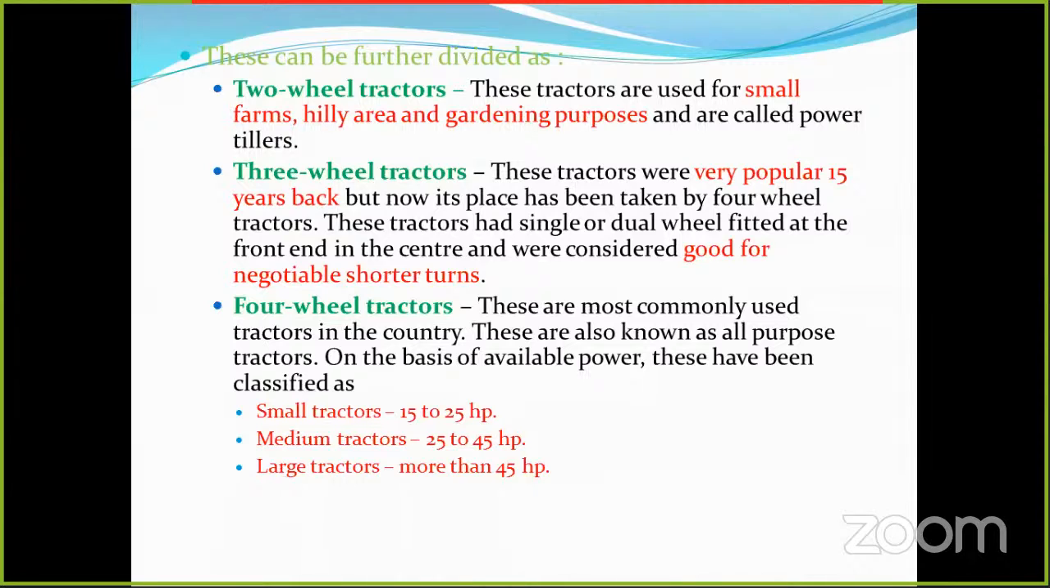During the 1920s, the front had only one wheel. It is used for negotiating short turns. Further, it was improved to four-wheel tractors, which we are already seeing now.